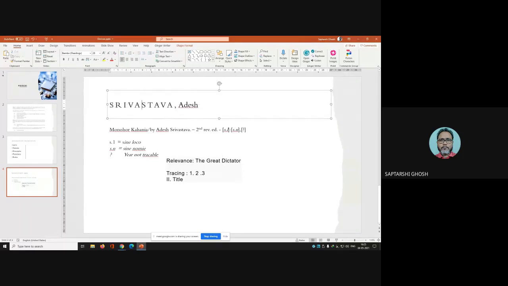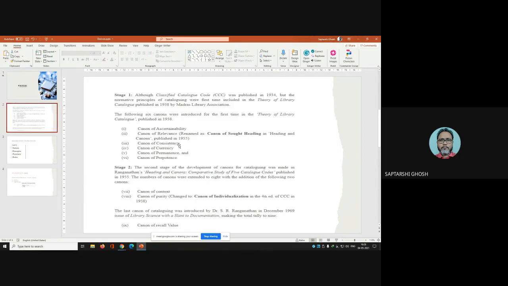So what is the catch here? The first word, which is a short term by which users will ask for the book, you can write in all caps. Why? Whenever all caps are there, this will be catchy. People will understand that this is the key term and I have to find the document by this way. But if you follow this in your catalog card, you have to be consistent. Each and every card must follow this rule. That is known as canon of consistency.